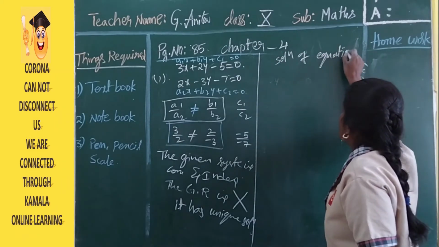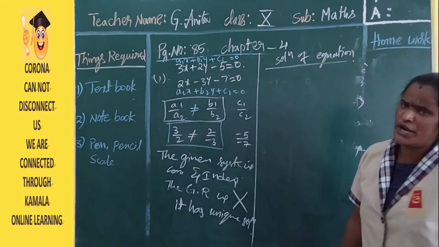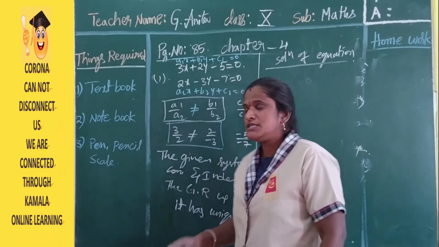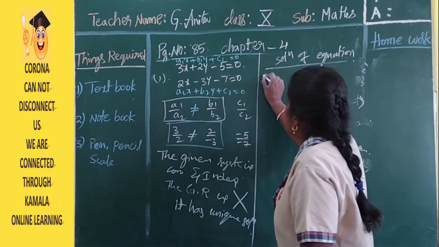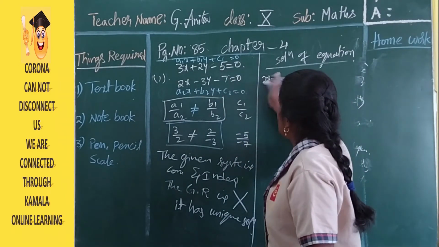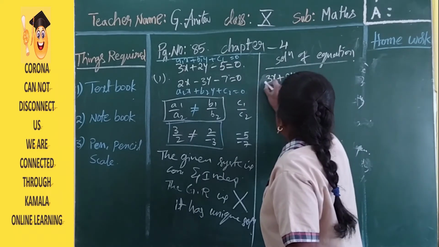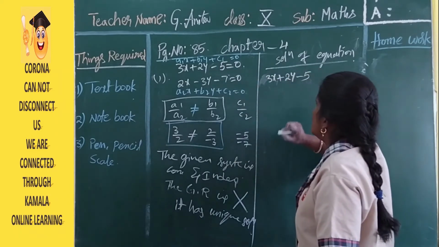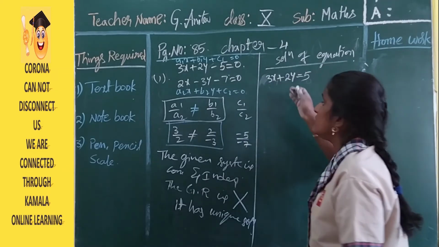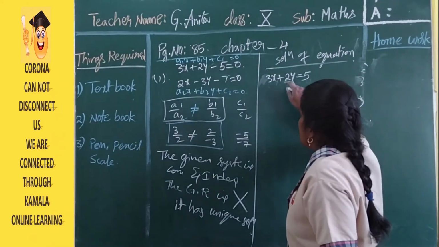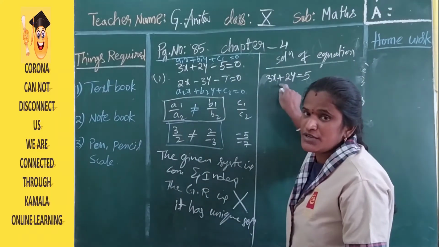Solving the equations is simple. In your textbook they give a long method, but I will tell you a shortcut method. Observe once. First we choose the first equation, 3x plus 2y minus 5 is equal to 0. Or we can take directly the given equation. In this equation we have to find the solutions.